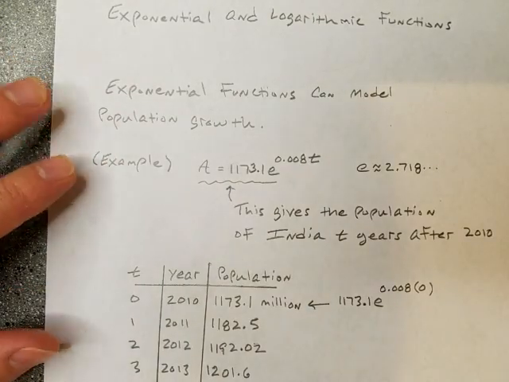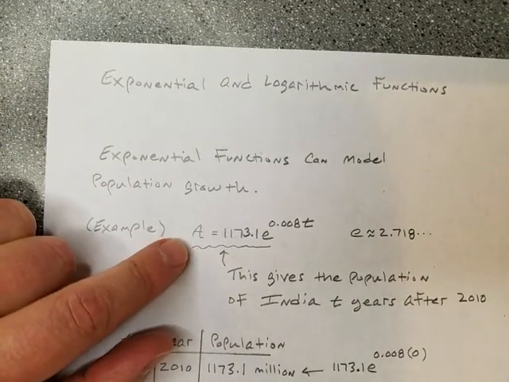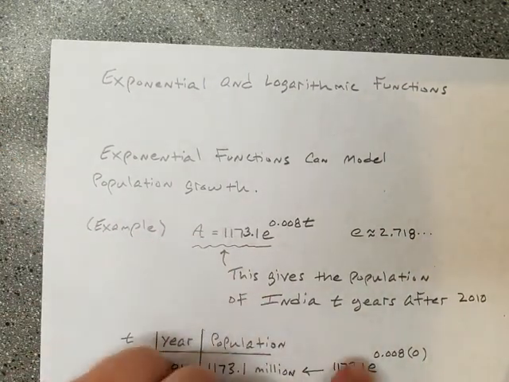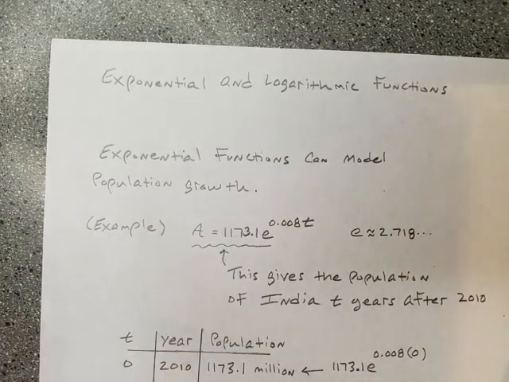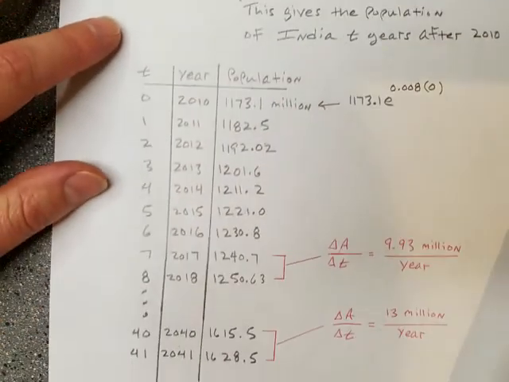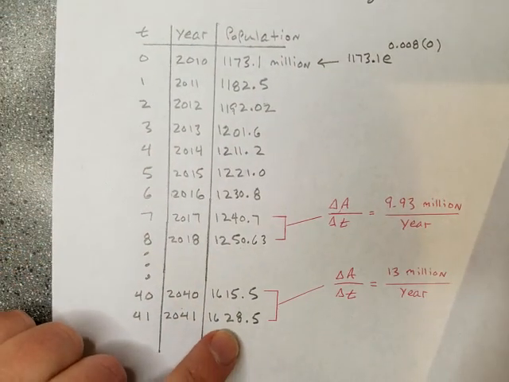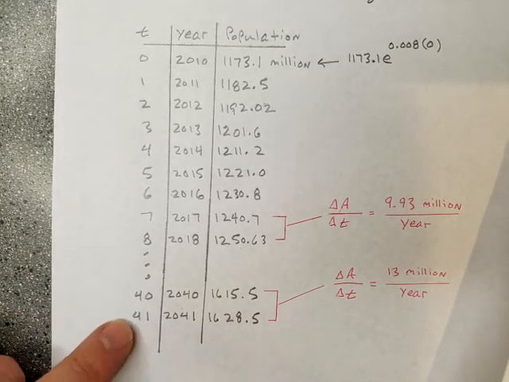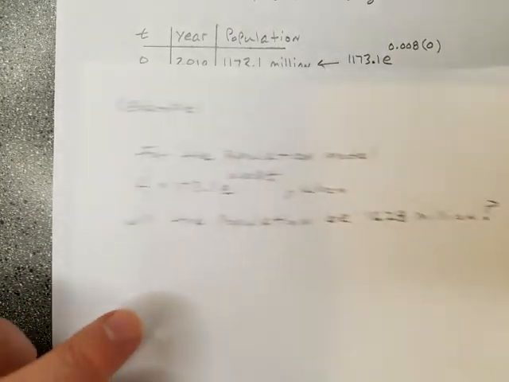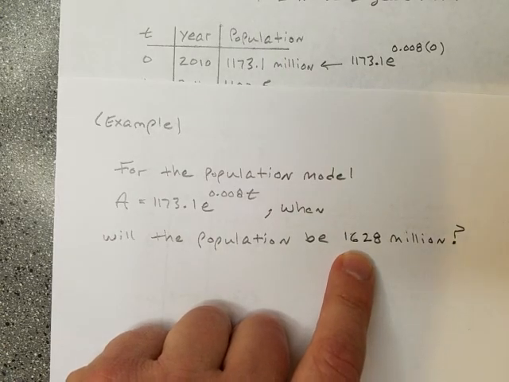All right. So this population model gives the population of India in millions t years after the year 2010. Just with my rough calculations, I could say that when it's 1628 million, that's going to be about the year 2041. So I've got our question answered already. But that's the way I like to do things.